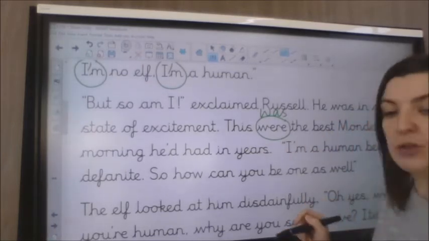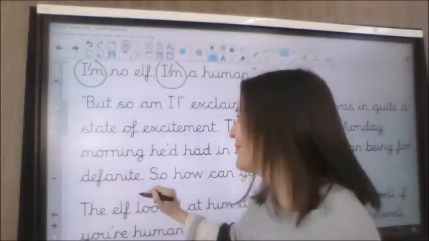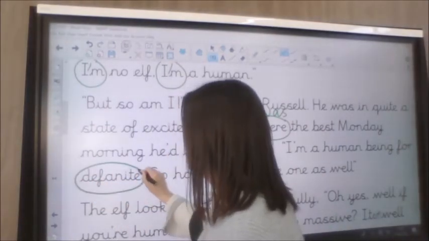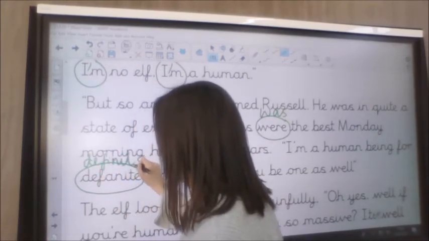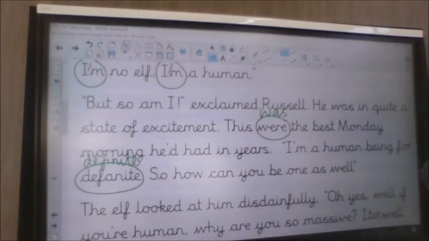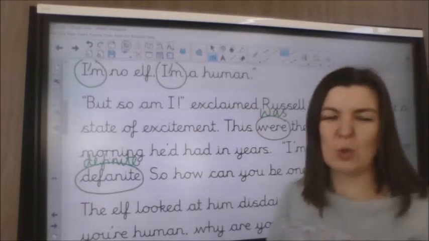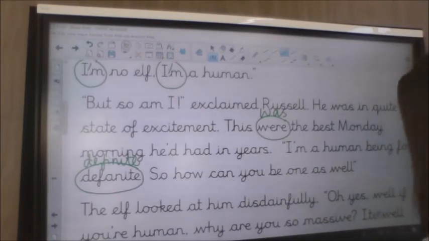"And a human being for definite." Did anyone spot this one? Definite is one of those spellings that causes trouble, so circle it and write the correction. "Definite." "So how can you be one as well?" The elf looked at him disdainfully. Disdainfully means like scornfully, like, oh yes, well if you're human, why are you so massive?